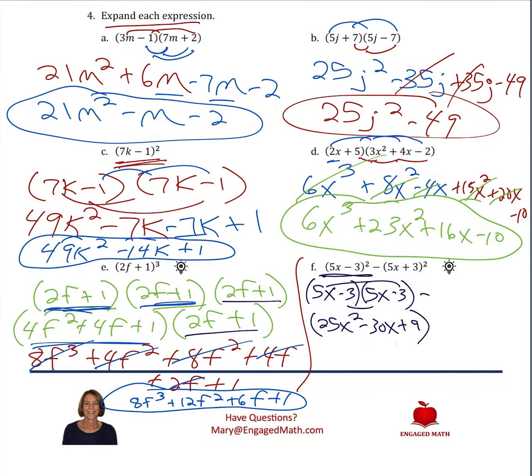Okay, you can take your time and work that all through, but you should get 25x squared minus 30x plus 9. And then the other part here, I'm going to do in another color. So we basically have minus 5x plus 3 times 5x plus 3. Now keep in mind that this is going to be a minus, and I'm going to put all of this in parentheses. So we're going to get 25x squared, and then we're going to get plus 30x this time, plus 9. But there's a minus sign right here.